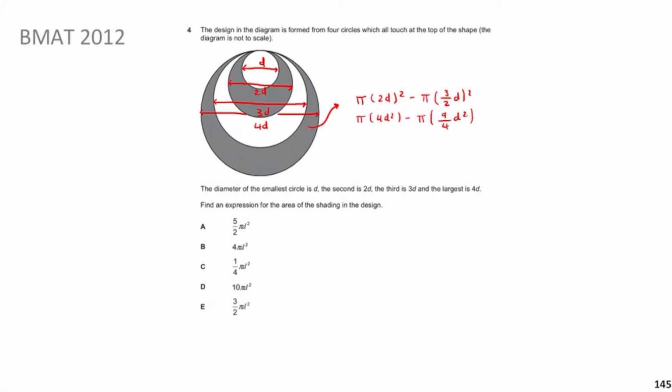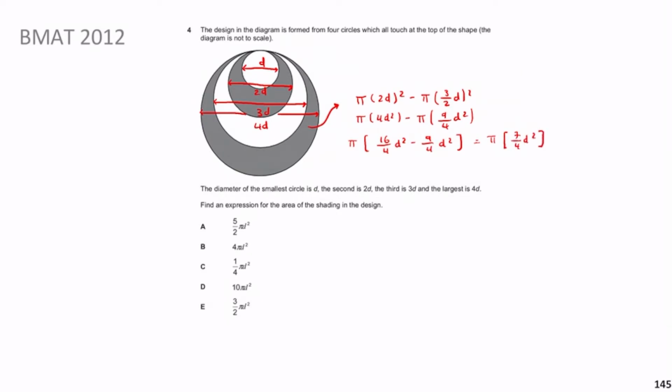Then brushing this up a bit, I can take out a factor of pi. I'm going to write the 4 as 16 over 4 D squared minus 9 over 4 D squared. And brushing that up, 16 minus 9 is 7 over 4 D squared. Right, so that's that.